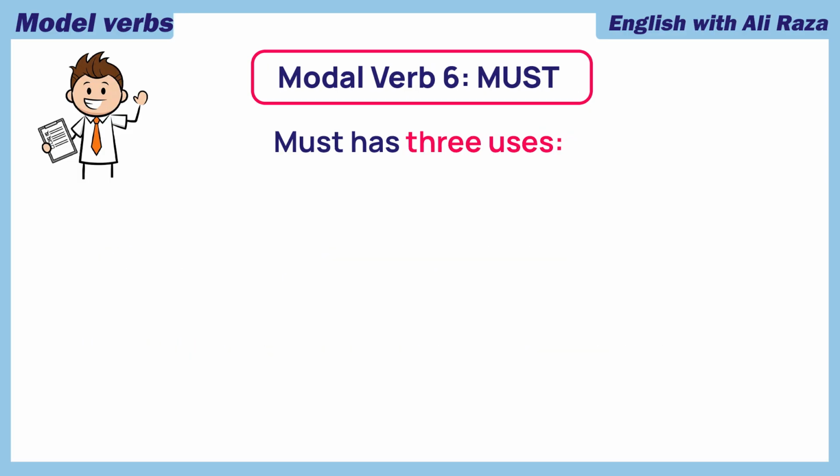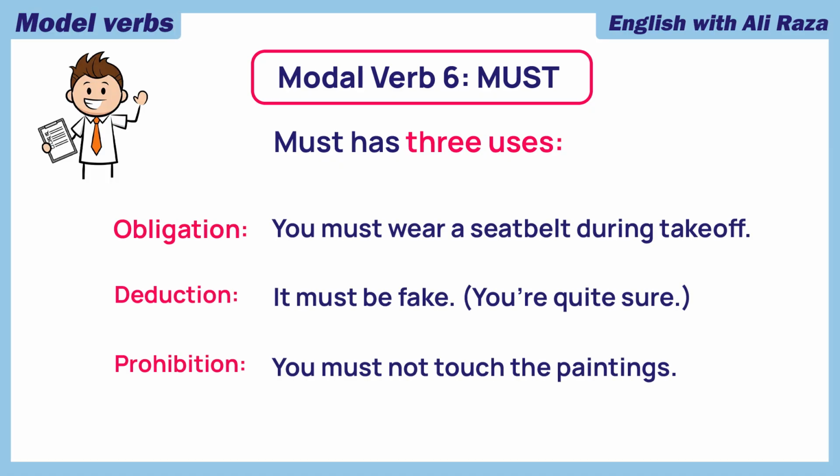Modal verb 6. Must. Must has 3 uses. Obligation. You must wear a seatbelt during takeoff. Deduction. It must be fake. You're quite sure. Prohibition. You must not touch the paintings.